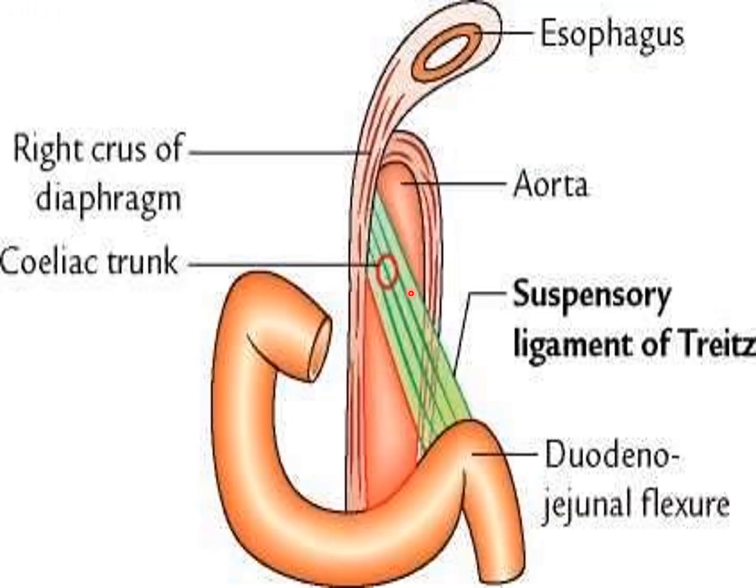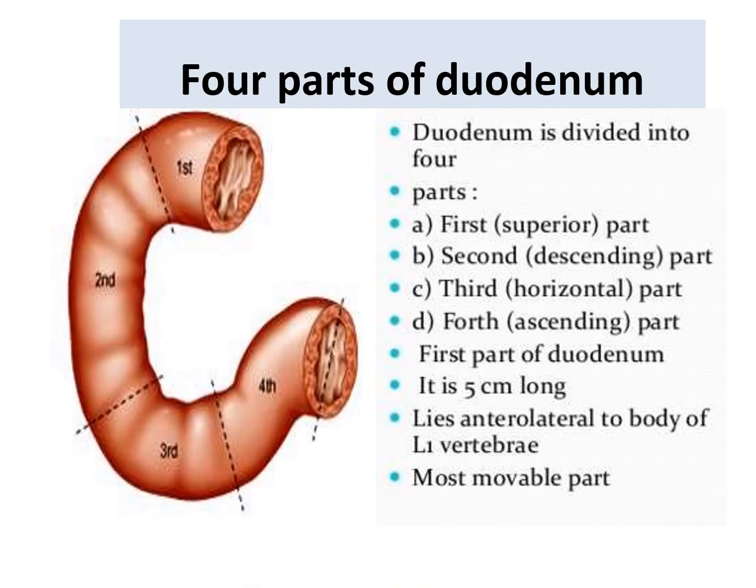This image shows the suspensory ligament of Treitz. This is the right crus of the diaphragm. It is a fibromuscular fold arising from the right crus of the diaphragm and attached to the posterior wall of the duodenojejunal flexure. This is the duodenojejunal flexure. This is the duodenum, the C-shaped thing.